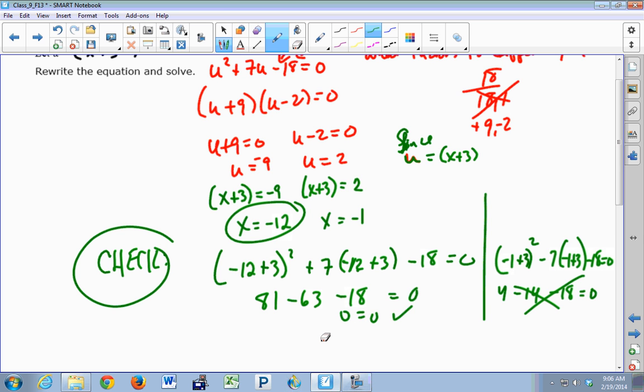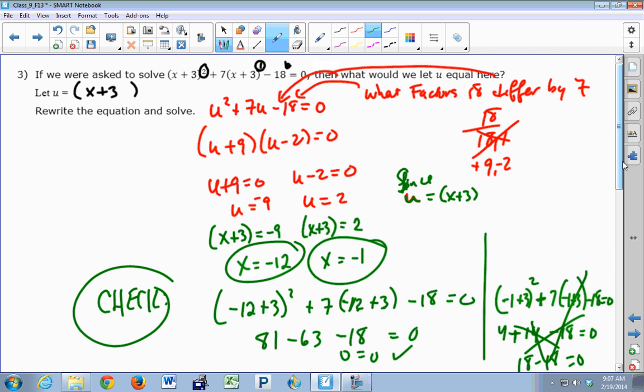All right, let's see, does anybody see a mistake I made? No, nobody sees my mistake? Well, what about this? Is that right? What's my original equation? Plus 7, right? So that should be a plus, that should be a plus. So I get 18 minus 18, 0 equals 0. So both of them are okay. All right, so that's quadratic in form.